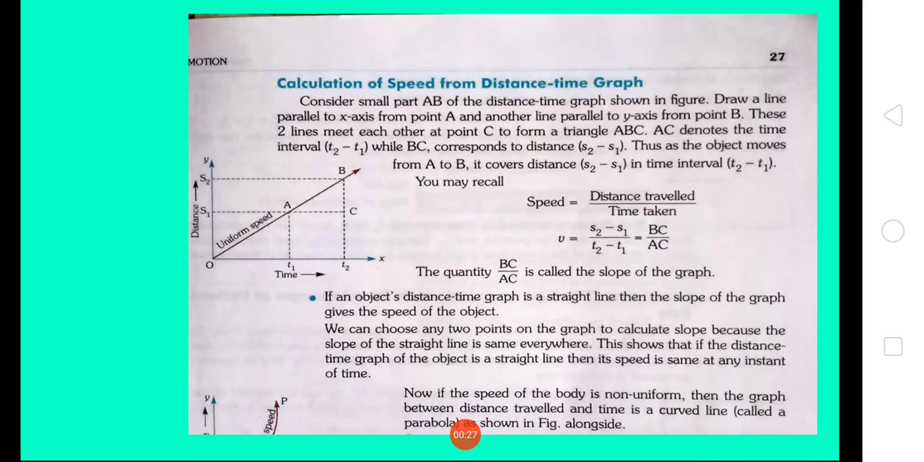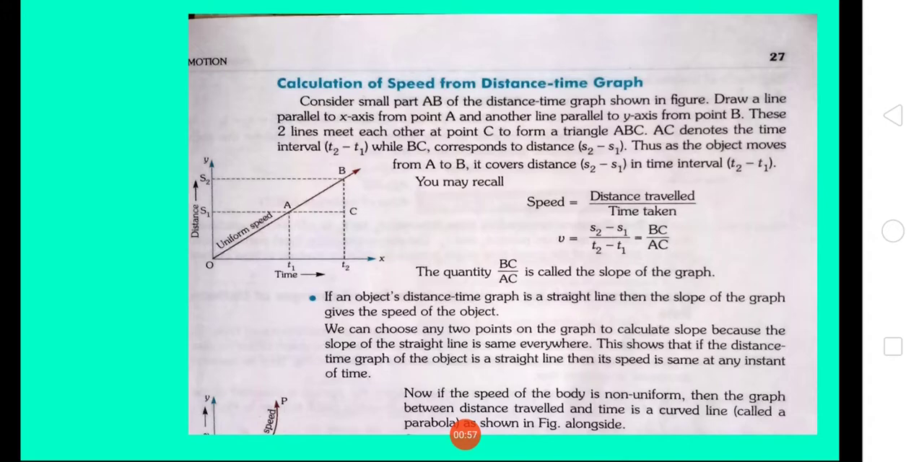If you see the graph here, it shows the object moving with uniform speed. It's a straight line from the point O. So in case the object is in uniform speed, then the slope of the graph will help us to calculate the speed. Now what is slope and how can we calculate speed? Let's see. If you just see the line from O, we have got a straight line.